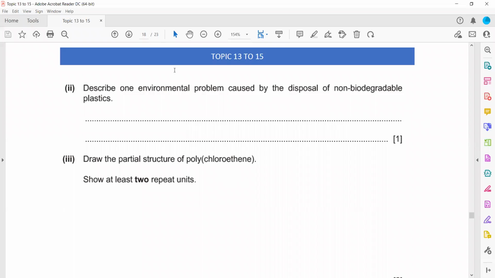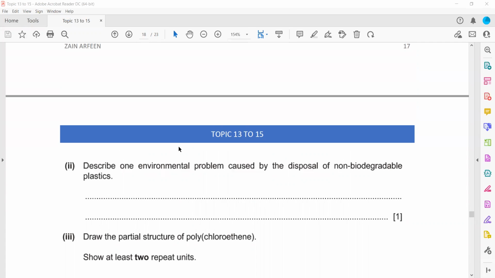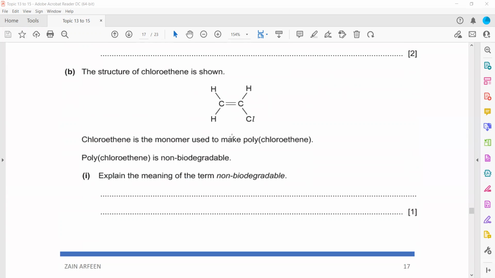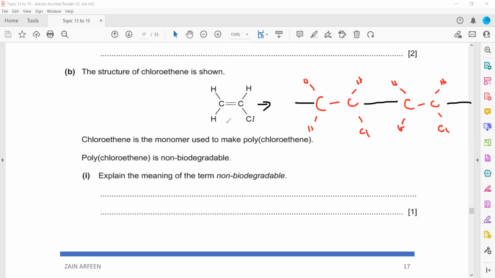Then we have to draw the partial structure of poly(chloroethene) and show at least 2 repeat units. So this is chloroethene. How to draw a polymer? A simple way: draw the same structure of your monomer, resembling the letter H. So this is 1 unit, and we draw another unit and just link them together. So this is a polymer. This was a monomer. This one is poly(chloroethene). It does not have a double bond. An addition polymer will not have a double bond. It will have a single bond.